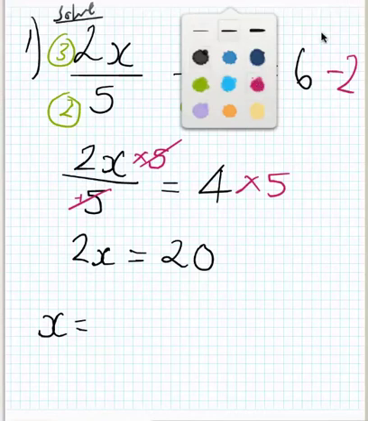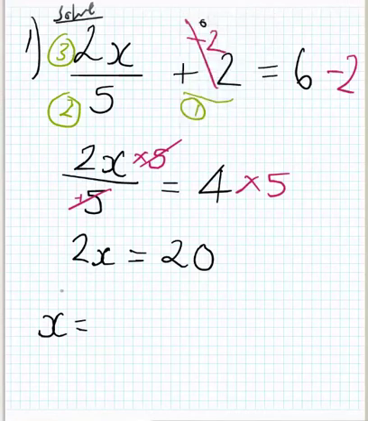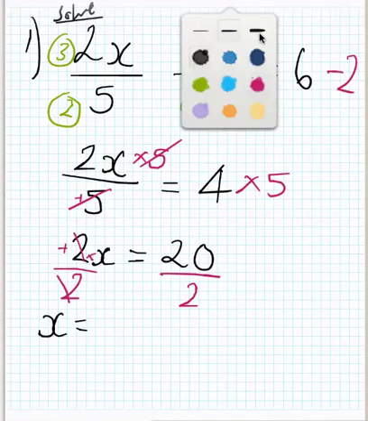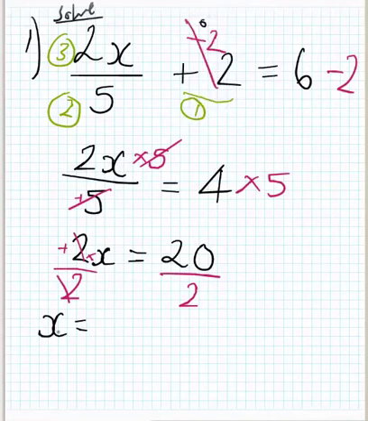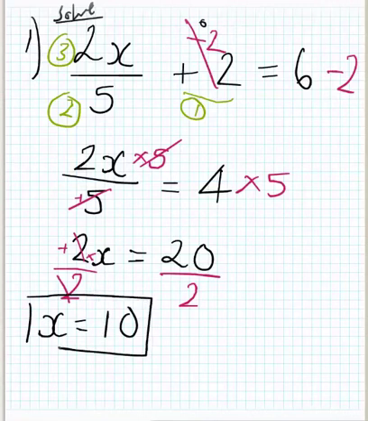X is almost by itself. The third thing to go is this 2 here. Yes, it's a positive 2, but that positive 2 is joined to the x by times. And the opposite of times is to divide by 2. Cross it off straight away, and then divide by 2 on this side. And finally, we end up with x by itself equals 20 divided by 2 is 10. And we have solved our equation. We can say we have found the answer, or we can say we have found the solution.